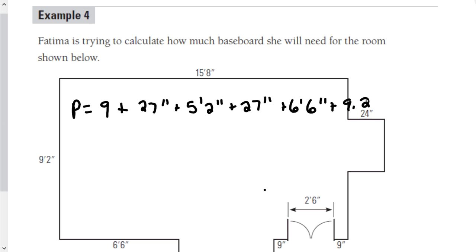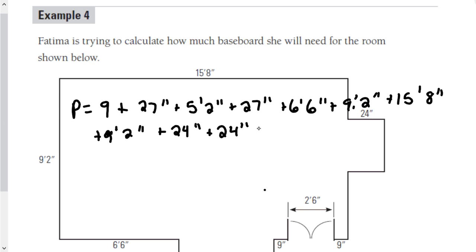plus 9.2, no, I'm saying that wrong. I'm trying to say 9 feet 2 inches, plus 15, 8, plus 9 feet 2 inches. Plus 24 inches, plus 24 inches, plus 9 inches.